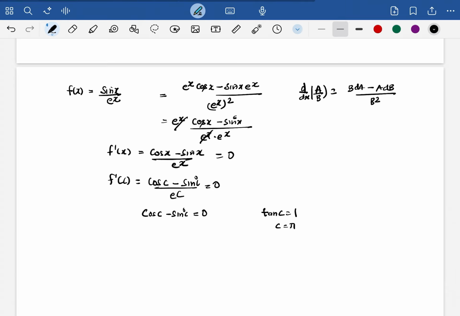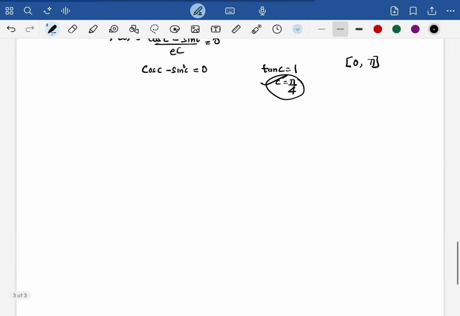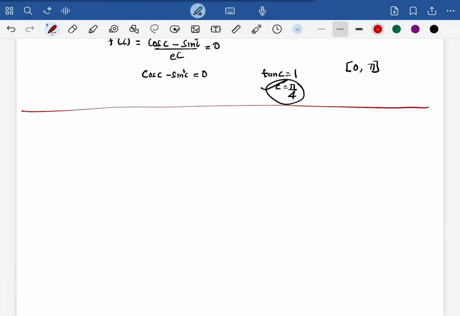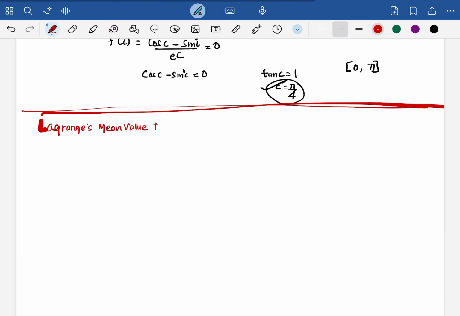Can we say c is nothing but 45 degrees or pi by 4, and pi by 4 is definitely lying in the range of 0 to pi, hence c is the only value at which the derivative of the function is 0. Okay, now let's talk about the second theorem, that is Lagrange's mean value theorem. All the theorems are similar in nature.